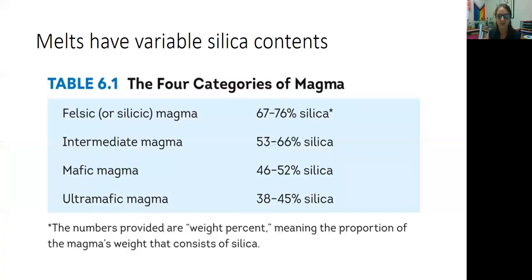Just like minerals, melts have variable silica contents. If a melt has a lot of silica, we call that felsic. If a magma has very little silica, we call that mafic. If it's in between, a little more than 50%, we call that intermediate.